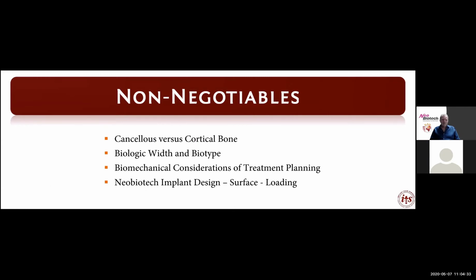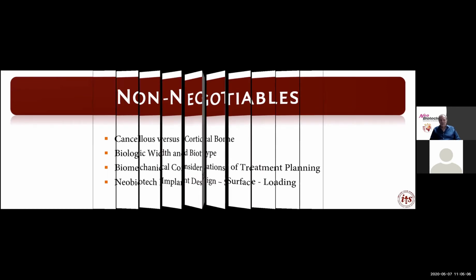I begin with 4 non-negotiable concepts that must be well thought out before proceeding with treatment: cancellous versus cortical bone, biologic width and biotype, biomechanical considerations, design of the surface treatment, and immediate loading with the Biotech implant. Obviously, each one of these categories or topics is worthy of a lecture in and of itself, so I'll try to combine what I think are the most salient parts in the presentation.